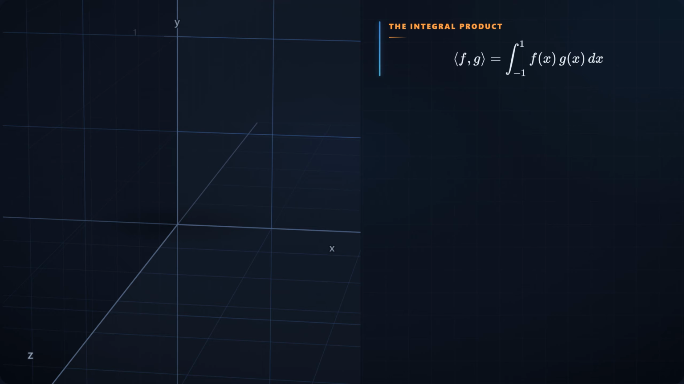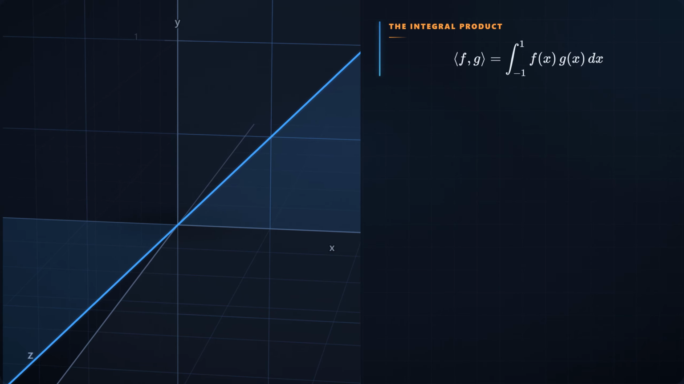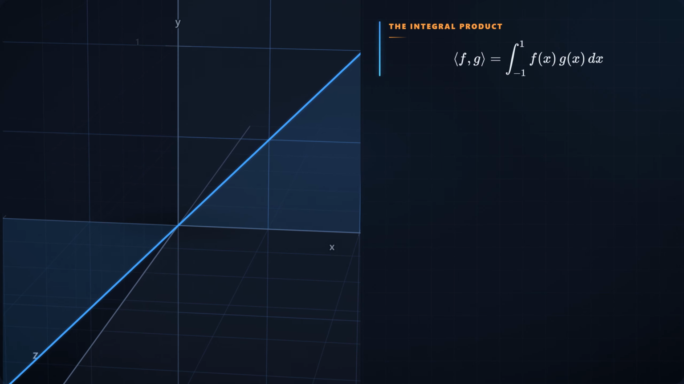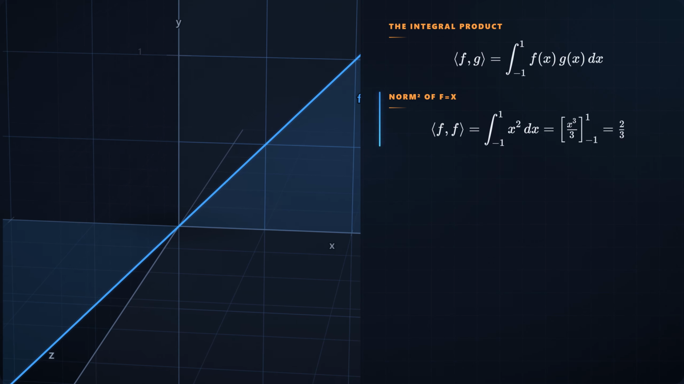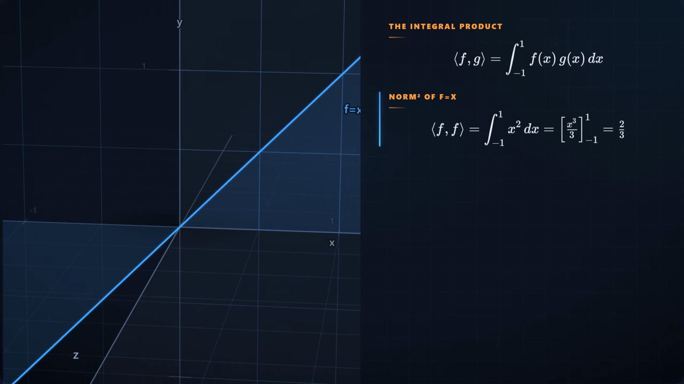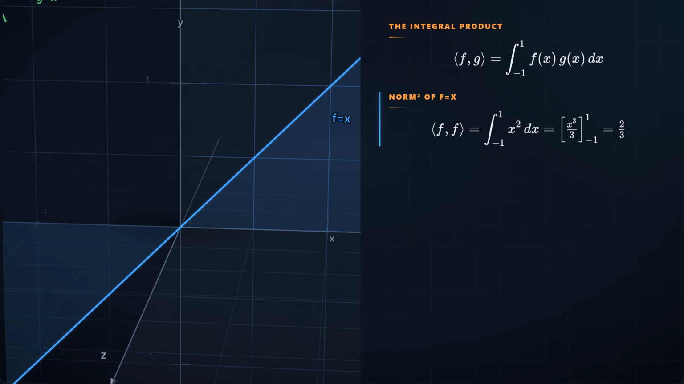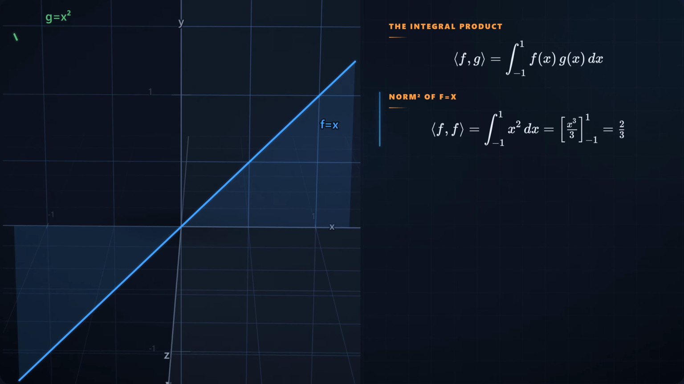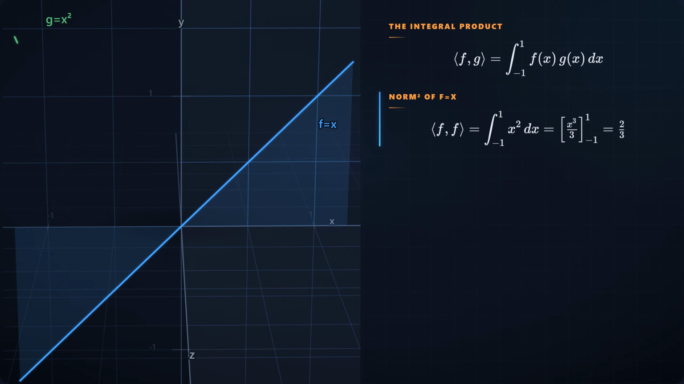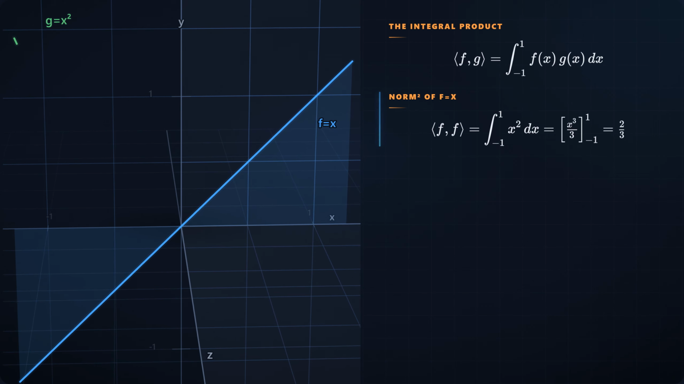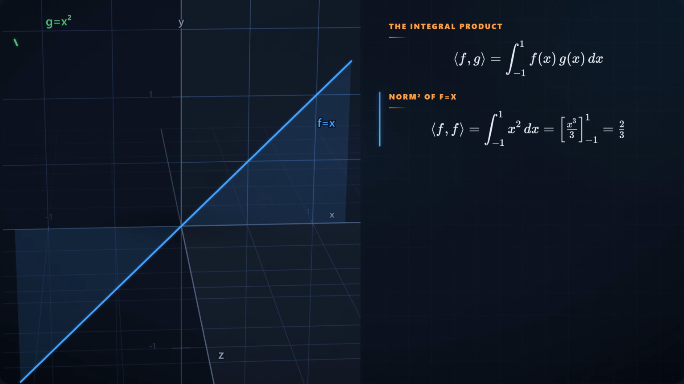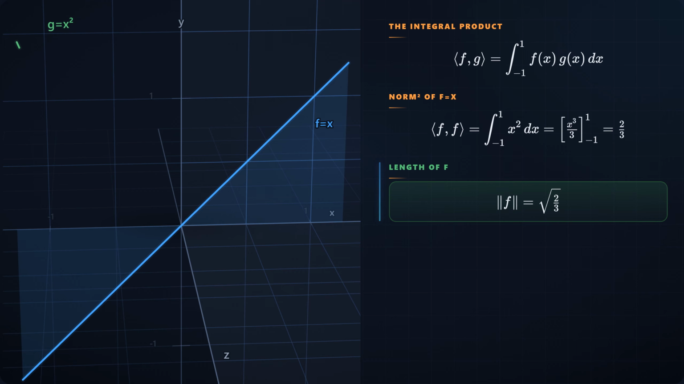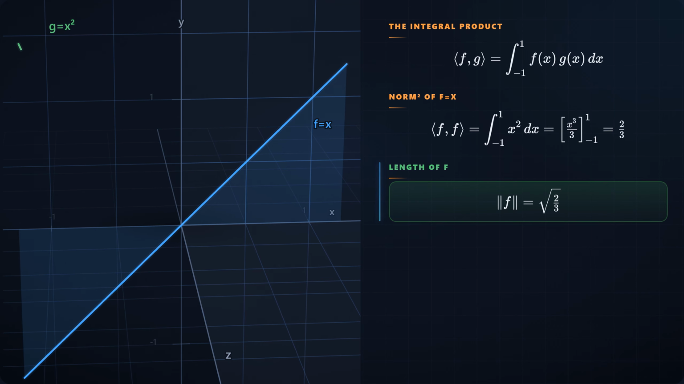The scalar product of two functions is the integral of their product. Length and angle come from exactly the same definitions, just with an integral instead of a sum. For f of x equals x, the norm squared is the integral of x squared from -1 to 1. Antiderivative x cubed over 3, evaluated at the endpoints. A third minus a third, 2/3. So the length of the function x, in this product, is the square root of 2/3.